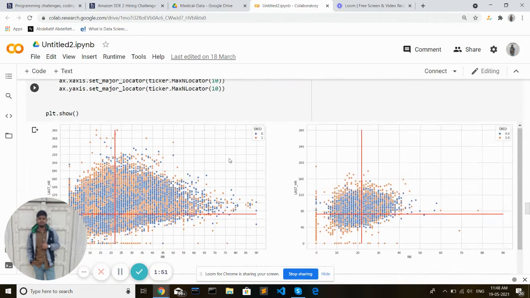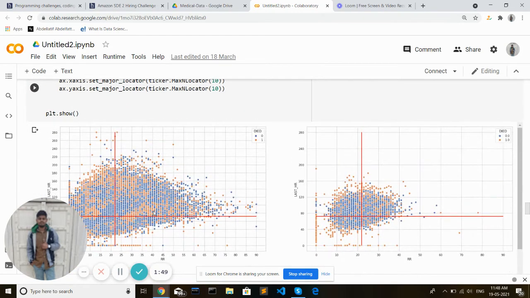And here we only show the patterns. What are the patterns? If you see here, these are the patterns. These blue dots are the data for the patients who survived, and these orange dots show the data for the patients who didn't survive.